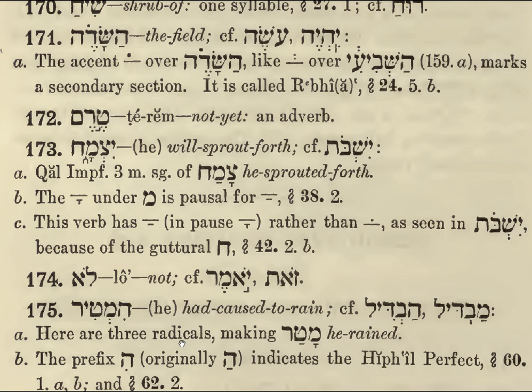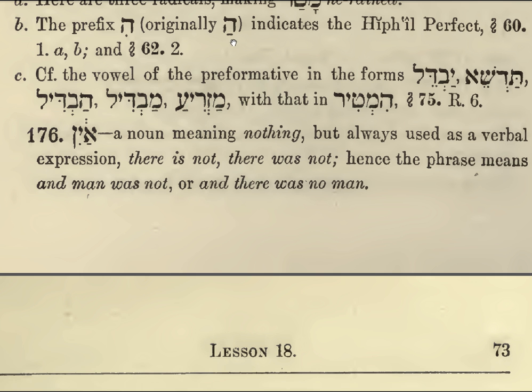Himtir, he had caused to rain. Here we have three radicals. Matar, he rained. And the prefix he, originally ha, indicates the hifil perfect. Himtir. Note that this ha form usually indicates the hifngil perfect, and this is the preformative, as we saw before in yabdel, tadshe, habdil, mabdil, mazriang. And here it's himtir, not hamtir.